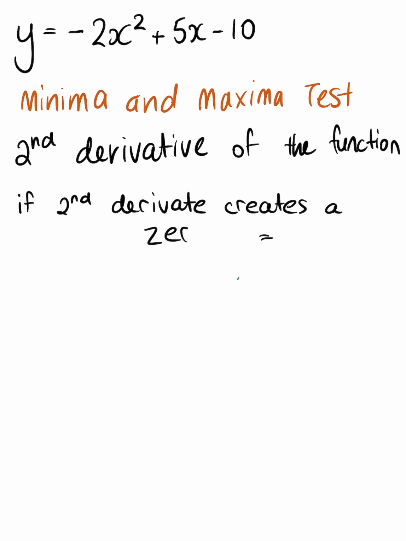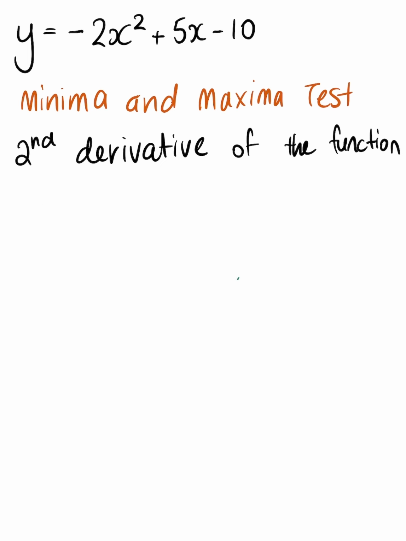So this test lets you know whether you're going to get a high value or a low value. If on the rare occasion you get a 0, what that means is that the test has failed. So your function doesn't have a maxima or a minima. And I'll give an example of that later on as well. But most of the time when you're doing this, you will be getting a minima or a maxima.